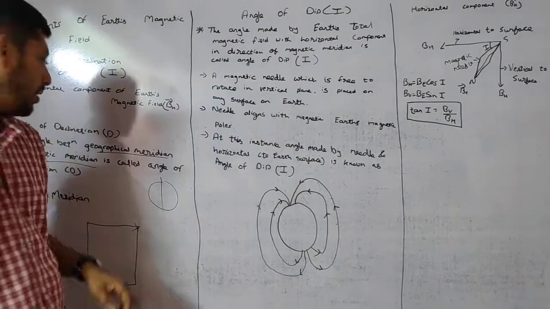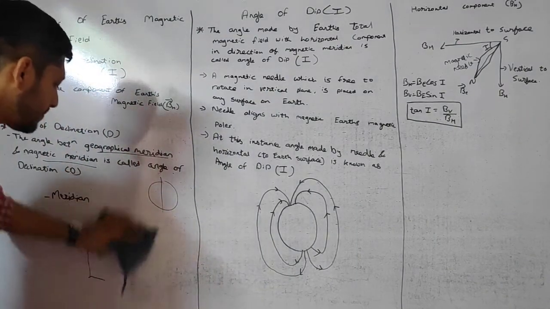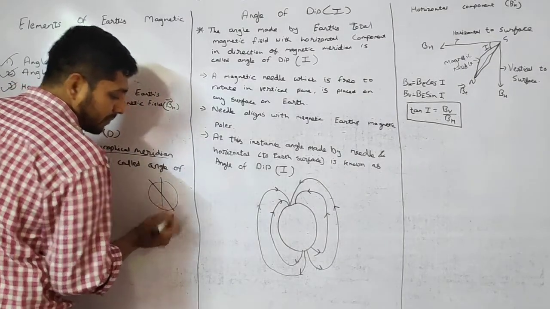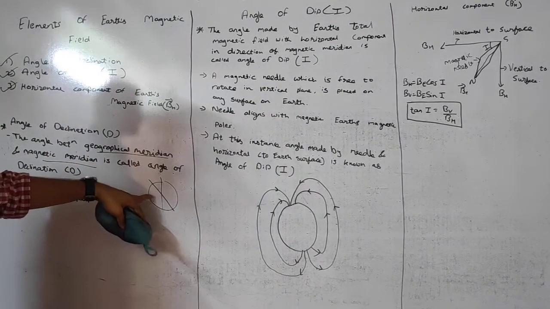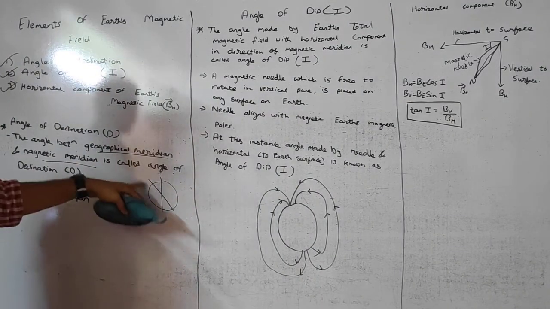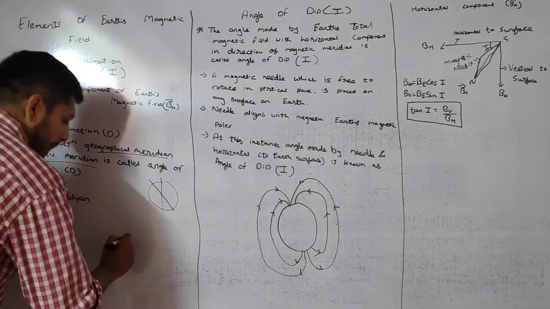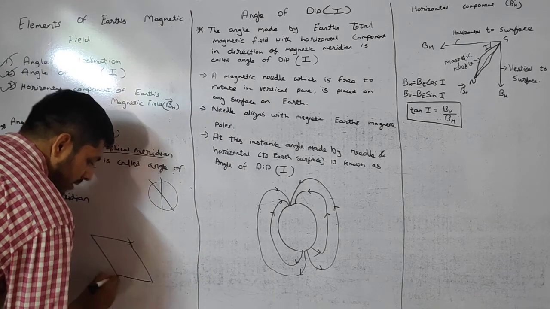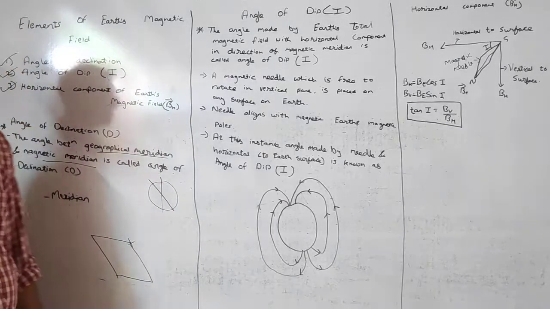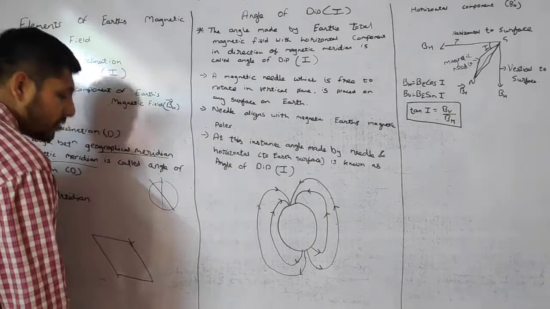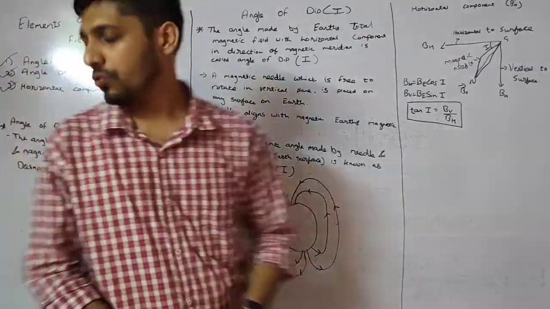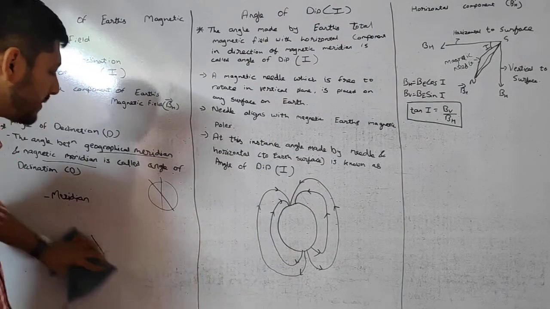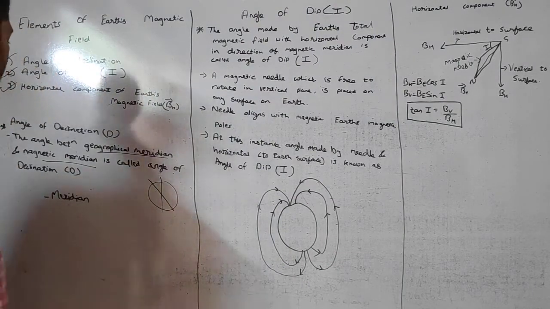Now what is the magnetic meridian? You know that the magnetic axis is slightly inclined. So the magnetic meridian will be of this form. This will be the magnetic meridian, which means the angle between the two planes, this inclined plane and the straight plane, is your angle of declination.